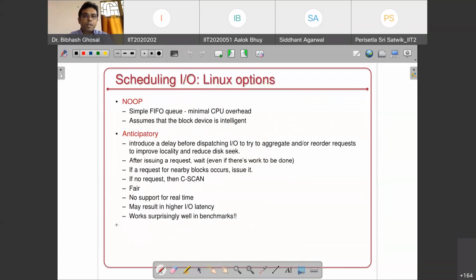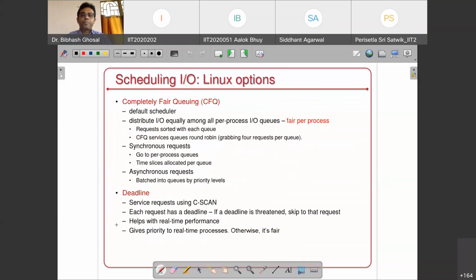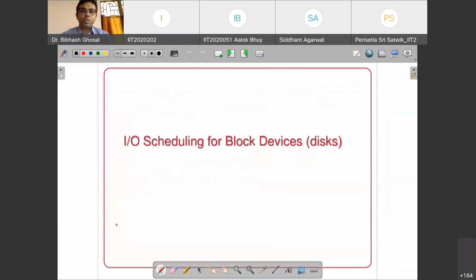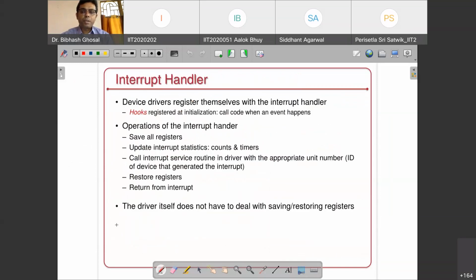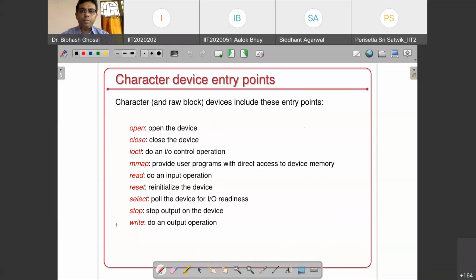There are quite a few other scan algorithms as well. I'm not mentioning those. So if you're okay with this, let's go back to the concept that we were discussing. I repeat, is the concept of IO or the block scheduling of the hard disk clear to everyone?